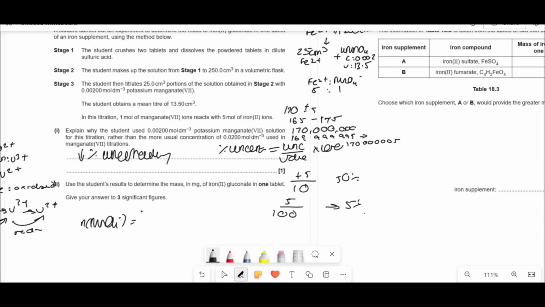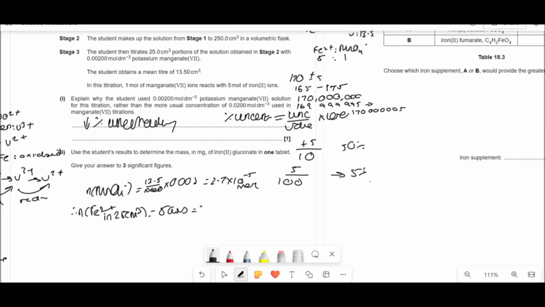I know that the moles of the MnO4- is going to be its concentration times the volume, so 30.5 over 1,000 times 0.002, which is 2.7 times 10 to the minus 5 moles. Write your units so you know what you're writing. I know that they react in a 5 to 1 ratio, so the moles of the Fe2+ in the 25 centimeters cubed sample, so it forces you to do that, is going to be 5 times your answer. Right, so that's going to be what?